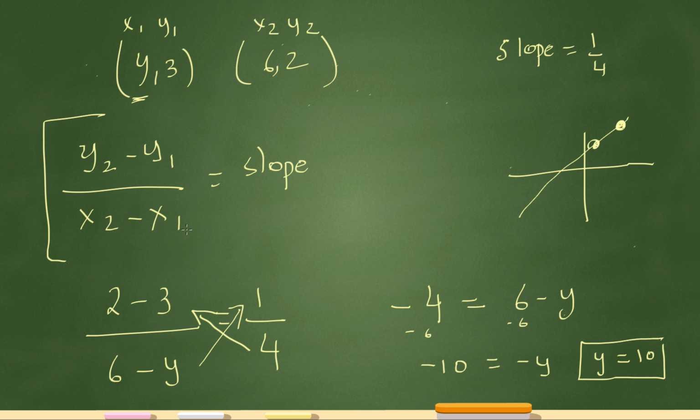This one formula over here, I think it's a relatively important formula, so I think you should write it down. Definitely try to memorize it. The slope formula is y2 minus y1 over x2 minus x1.